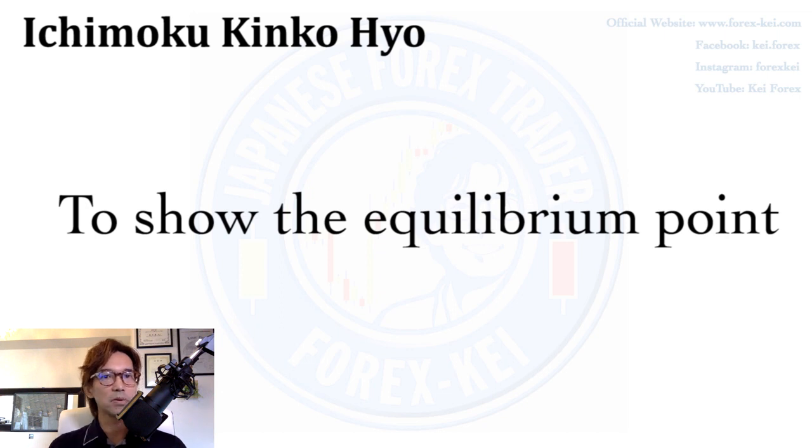As you already might know, Ichimoku means one look, but it also means one move ahead. So it's intended for you traders to be able to expect one move ahead based on its chart analysis. And Kinko means equilibrium, and Hyo means diagram in Japanese.